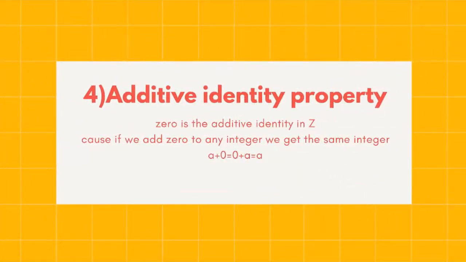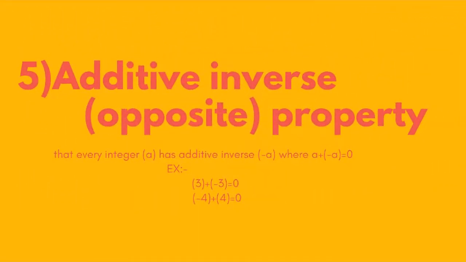Property number 4 is the additive identity property. 0 is the additive identity in Z, because if we add 0 to any integer, we get the same integer. As an example, A plus 0 equals 0 plus A equals A. Property number 5 is the additive inverse or opposite property, and that means every integer A has an additive inverse negative A, where A plus negative A equals 0. As an example, if we add 3 plus negative 3, we get 0. And another example, if we add negative 4 to 4, we get 0, which is the identity.